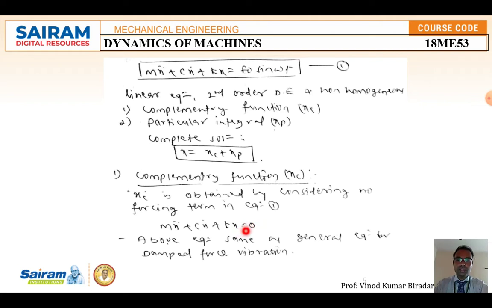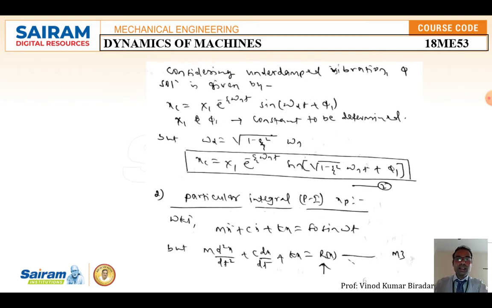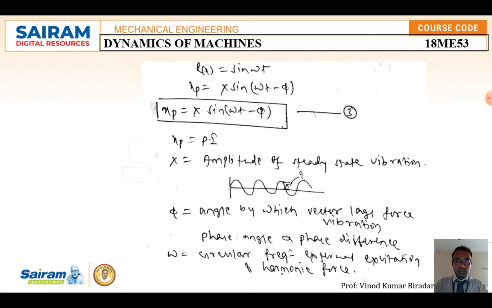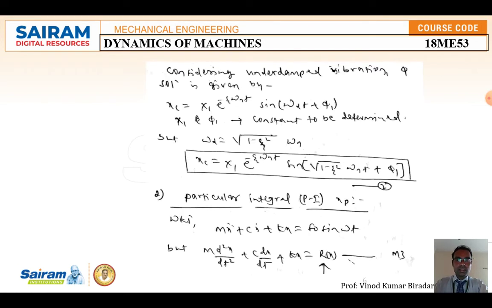The above equation is the same as the general equation for damped free vibration, mx double dot plus cx dot plus kx is equal to 0. Considering an underdamped system, the complementary function is the maximum amplitude, x1 e to the power minus zeta omega n t sin of omega d t plus phi 1. This is the underdamped system equation.